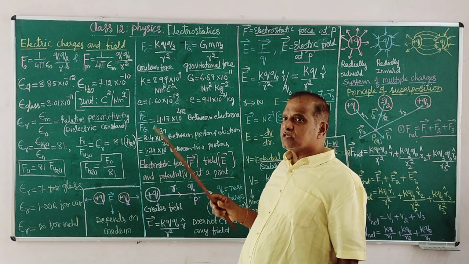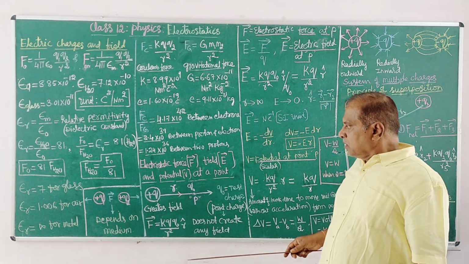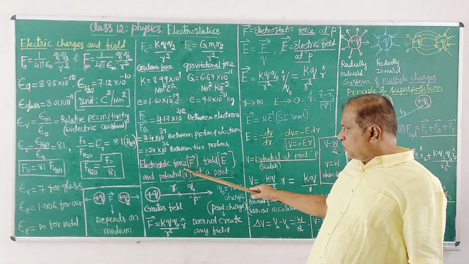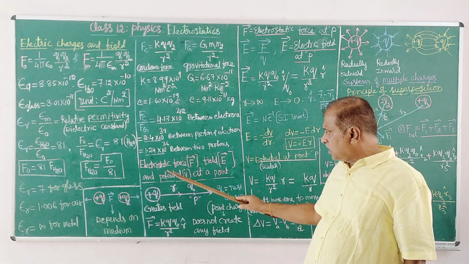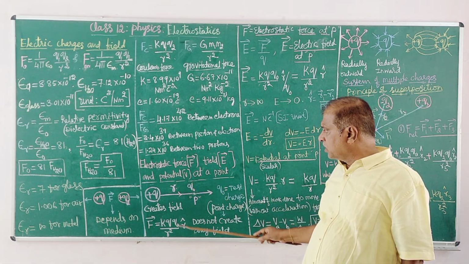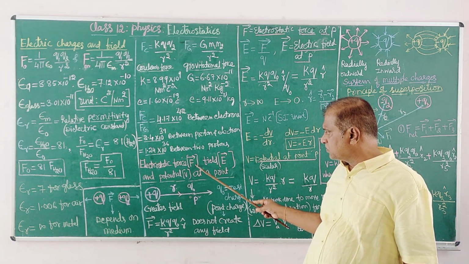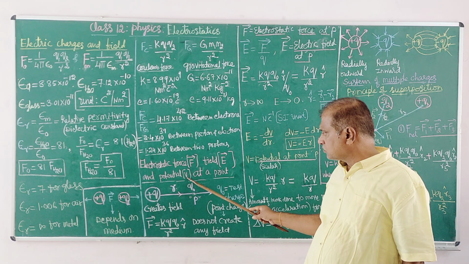In that electric field, whether the system contains a single charge or multiple charges, we need to stress the important terms. What are the important terms? The terms are electrostatic force, electrostatic field, and electrostatic potential. The symbolic representation is F arrow, E arrow, and V.